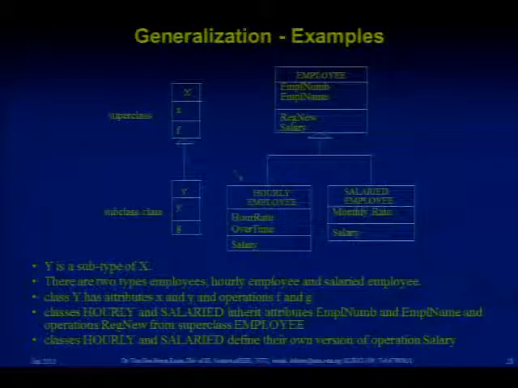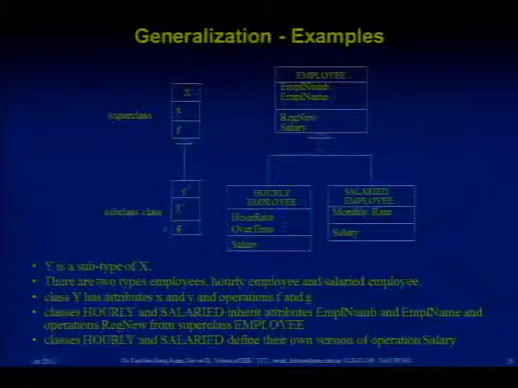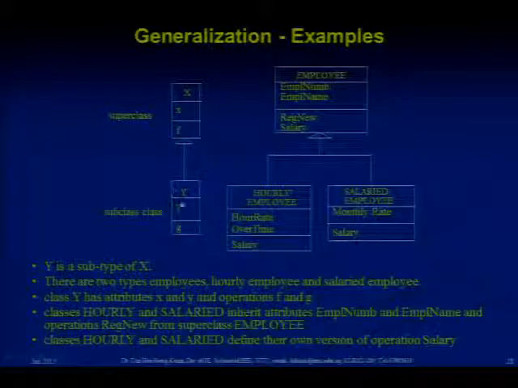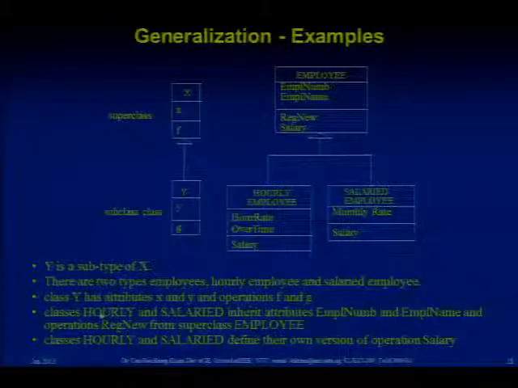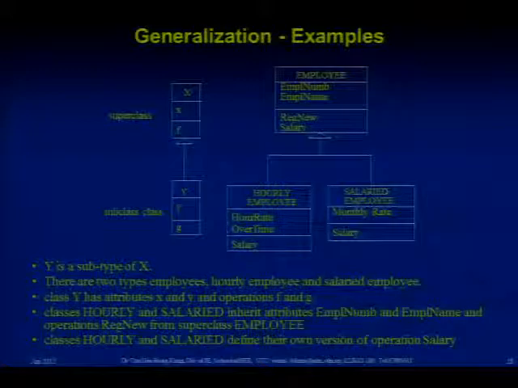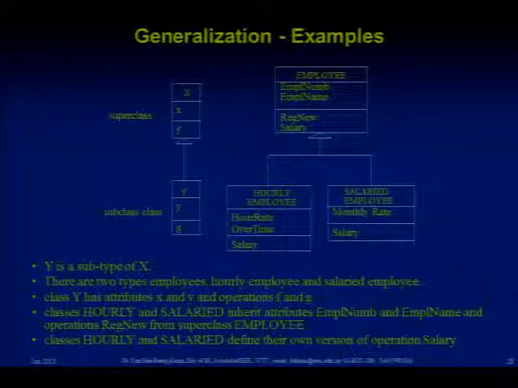On the left-hand side, we have another, separate generalization. Over here, we show that class Y is a subclass of X. That means Y is a subclass of X, and X is the superclass in this generalization. So you can see that in this generalization, we only have 1 subclass. It does not mean that in a generalization you have to define multiple subclasses. You may have a case where you only need to define 1 subclass. That is possible.